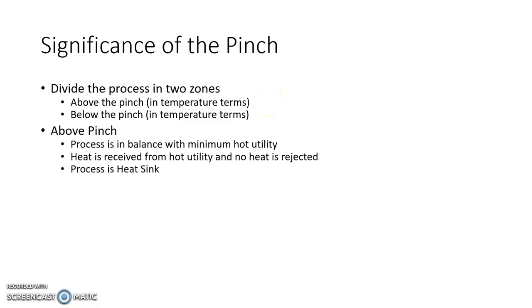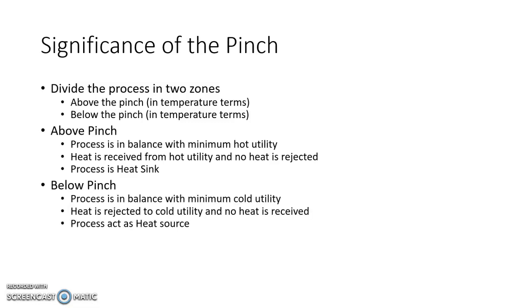The above pinch region is the one where the process is in balance with minimum hot utility, because we provide the hot utility, and as the hot utility transfers from one interval to another, and as it reaches the pinch point, the amount of exchange becomes zero. So the entire process is in balance with the hot utility. If there is a little change in the hot utility, it will directly impact the pinch point. Heat is received from the hot utility and no heat is rejected, and hence this is a heat sink. It will never give away heat to any other process or region.